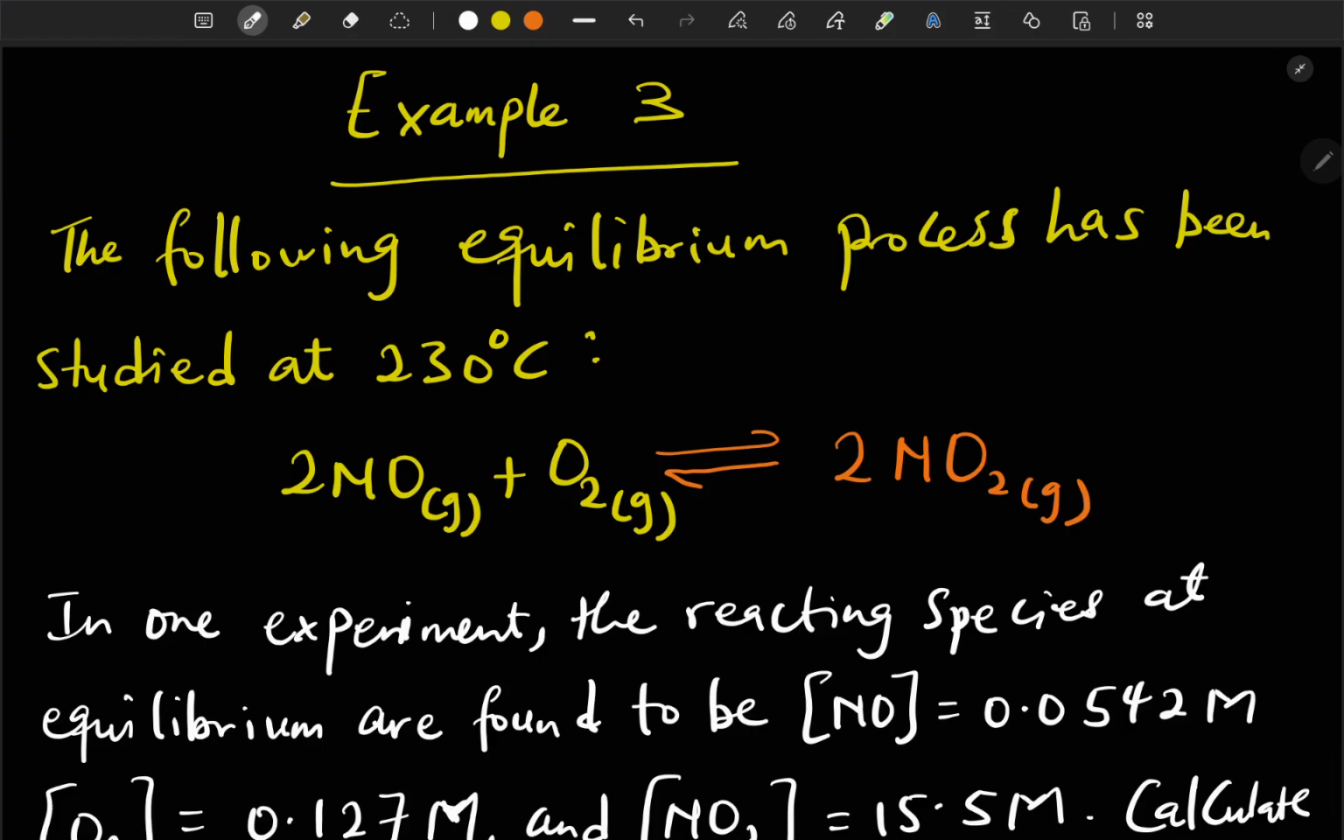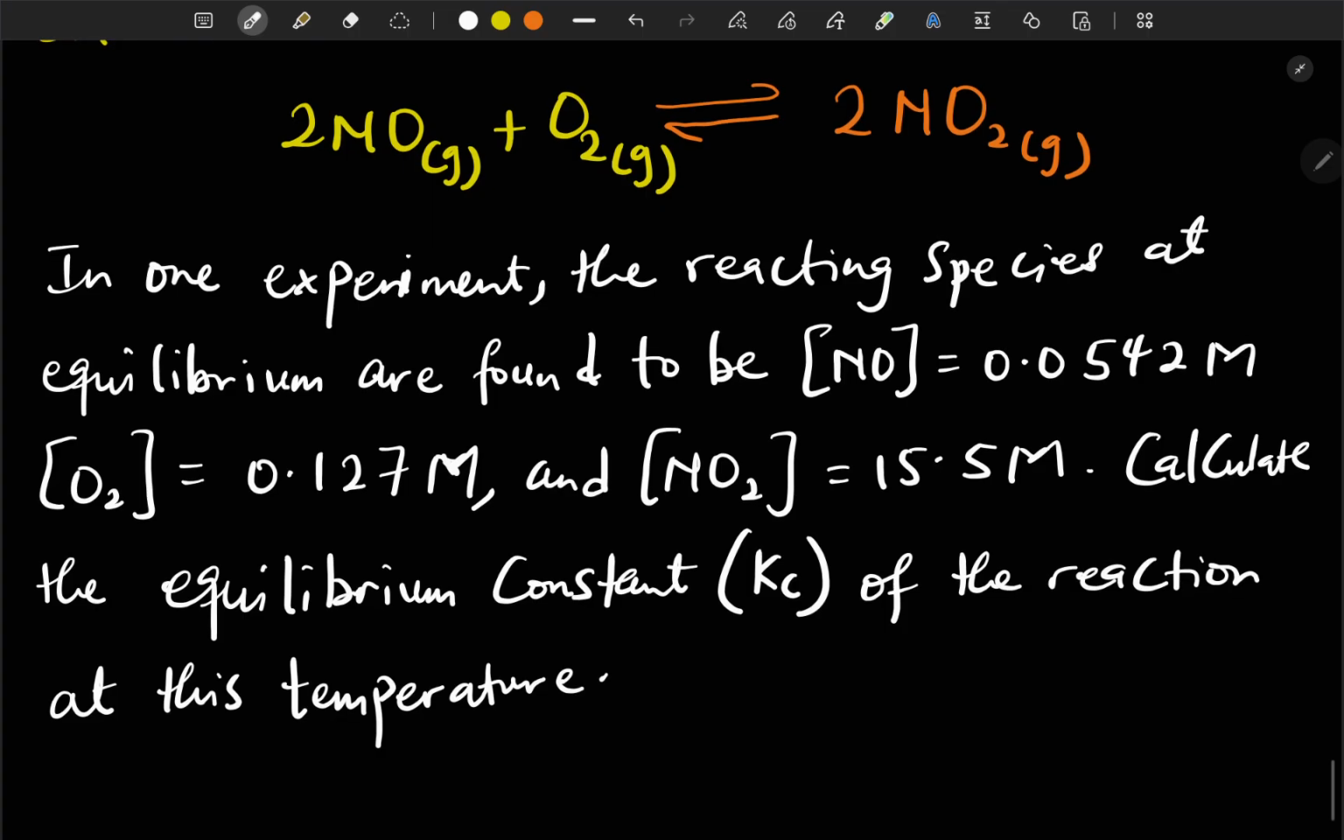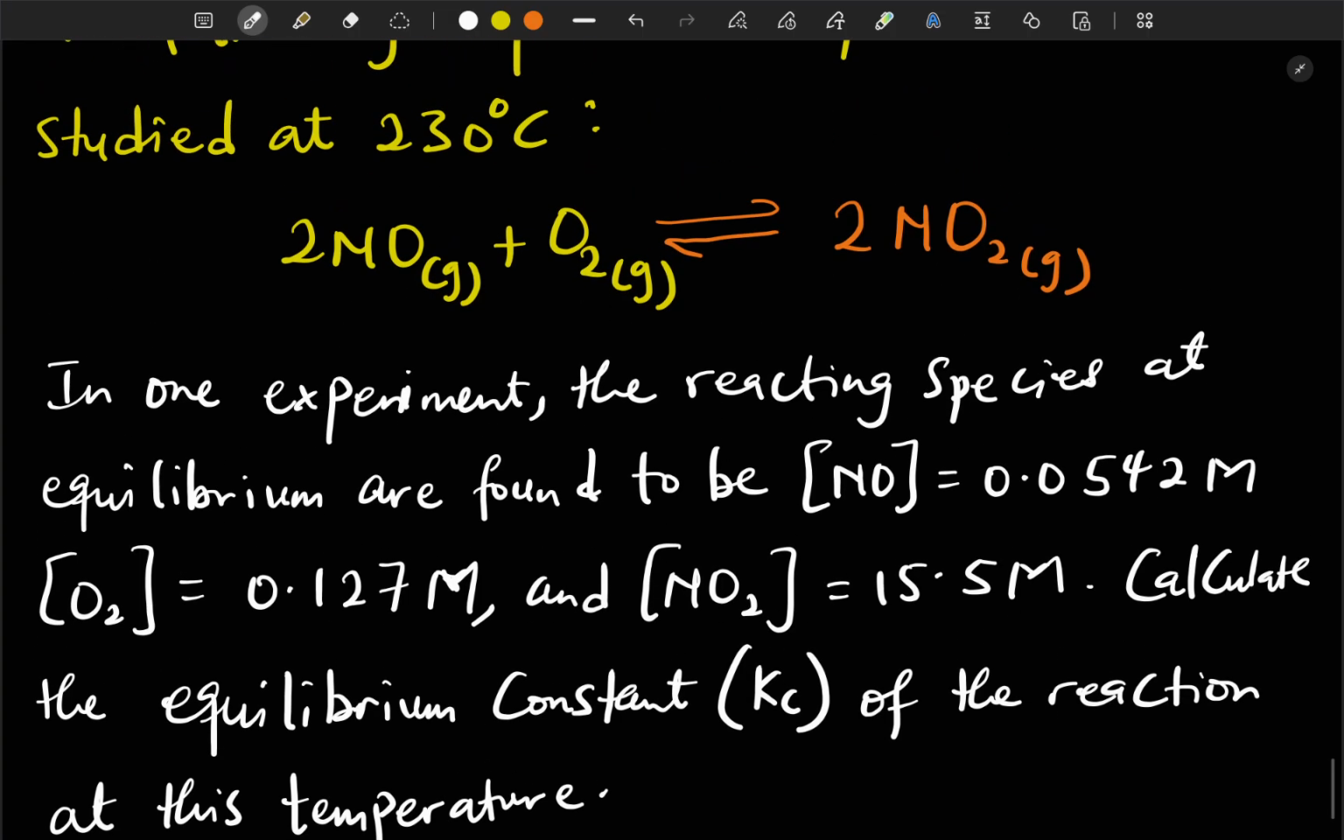All right. So let's consider this third example. The following equilibrium process has been studied at 230 degrees Celsius. 2NO plus O2 gives 2NO2. In one experiment, the reacting species at equilibrium are found to be: concentration of NO is equal to 0.0542 molar, the concentration of O2 is equal to 0.127 molar, and concentration of NO2 is equal to 15.5 molar. Calculate the equilibrium constant of the reaction at this temperature.